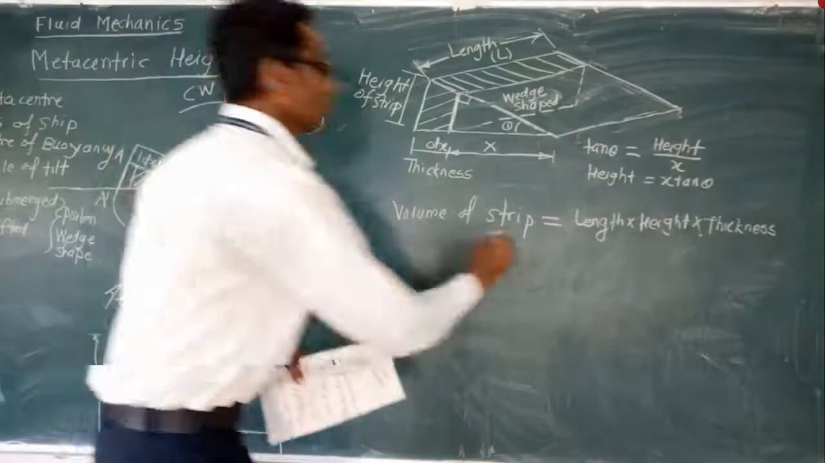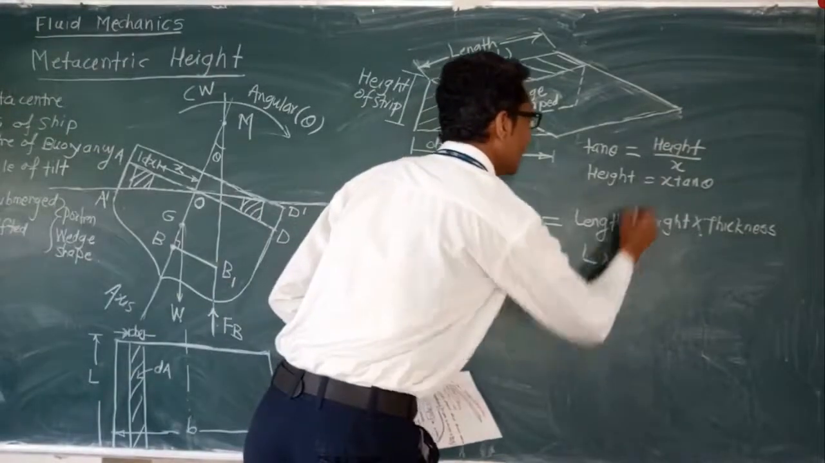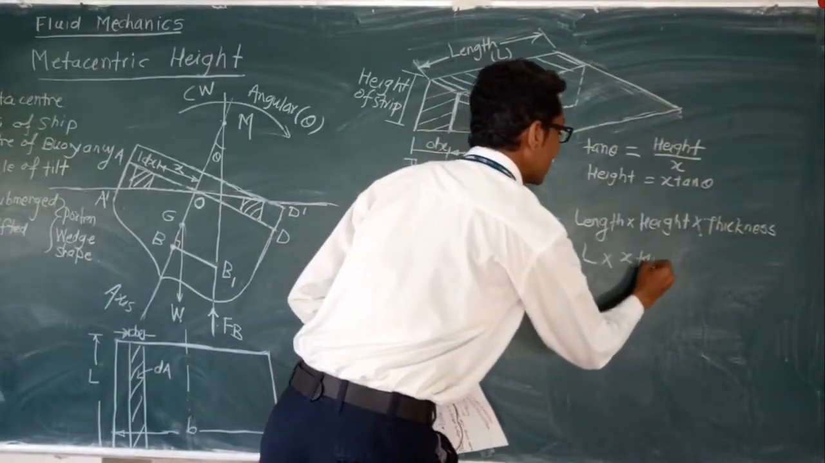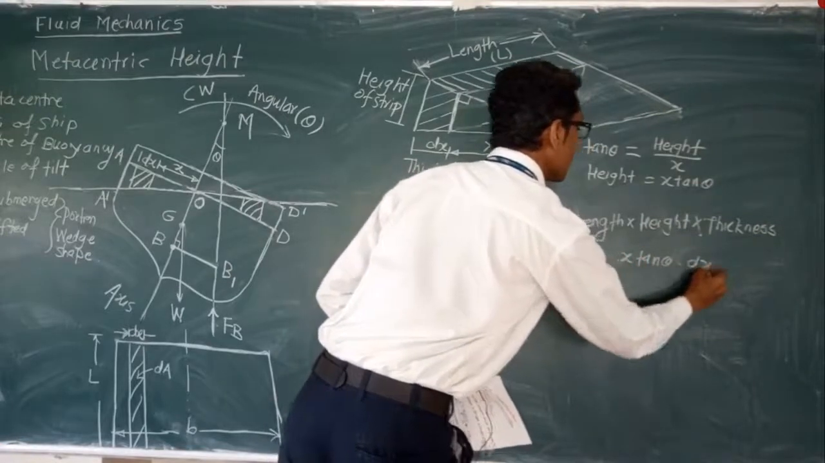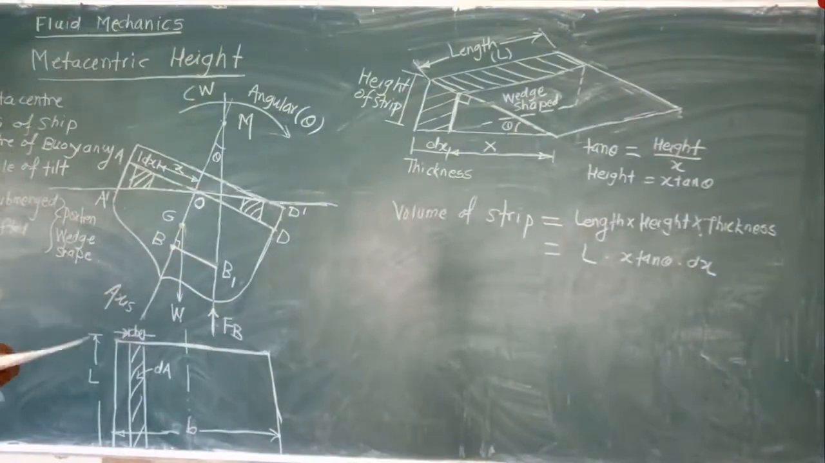Okay, so length is L, into height is x tan theta, into thickness is dx. So volume of strip is L x tan theta dx.